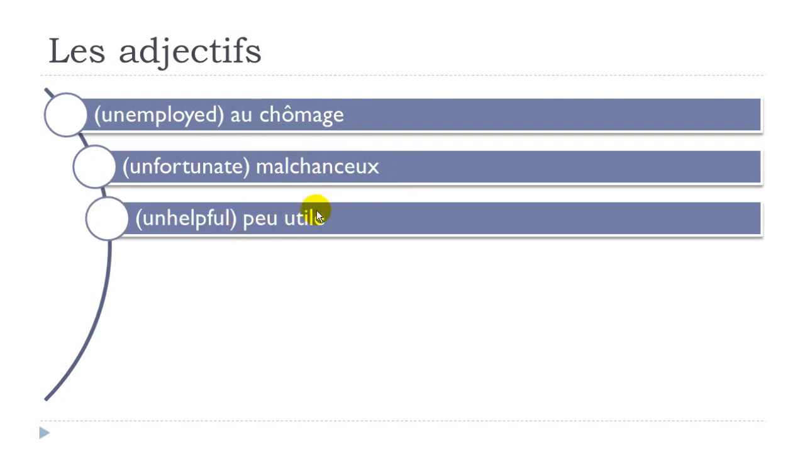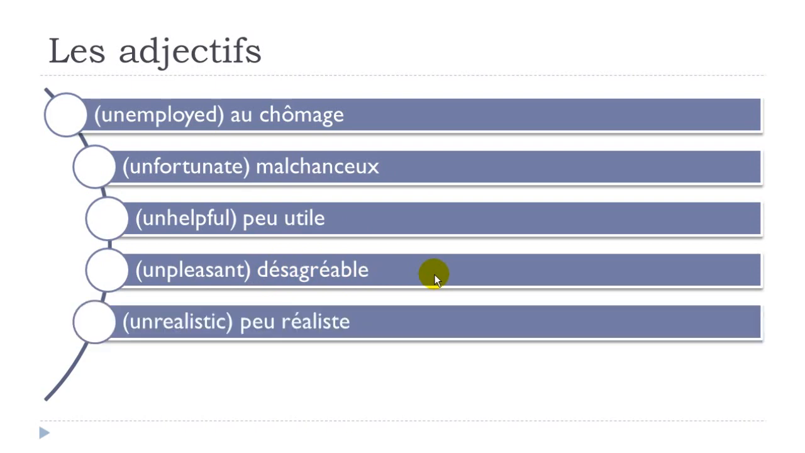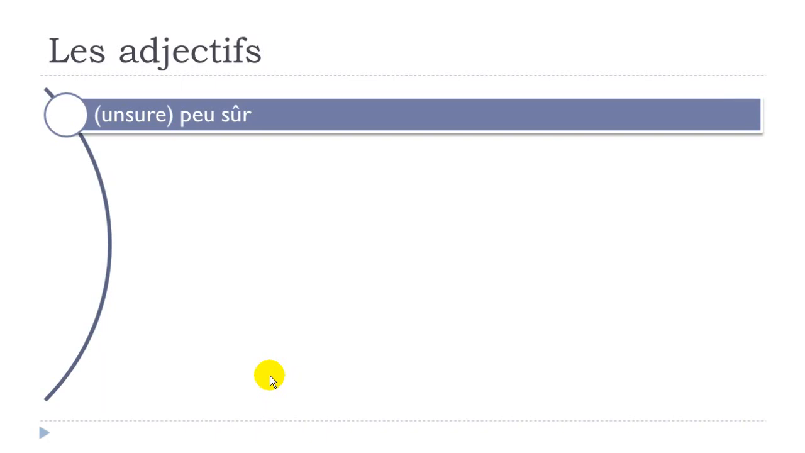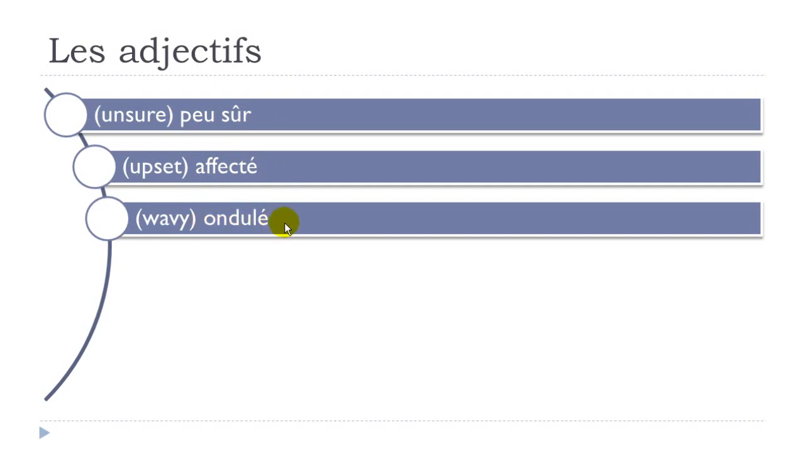Peu utile. Final E not pronounced. Peu utile. Désagréable. Final E not pronounced. Bl at the end. Désagréable. Peu réaliste. Don't insist on the final E. Peu réaliste. Intact. Peu sûr. Affecté. Ondulé.